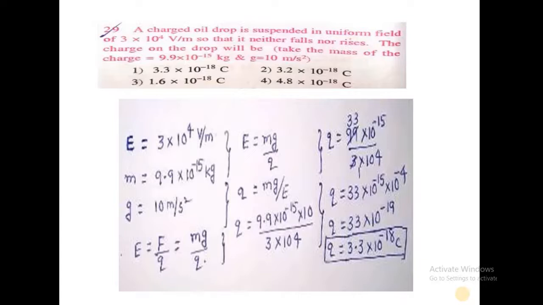We know that intensity of electric field E equal to F by q. Here the drop neither falls nor rises. That means the weight of the body must be equal to the electric force. Here F is the electric force. In the place of electric force we should include the weight of the drop, that means mg. Therefore E equal to mg by q. Our aim is to calculate the charge on the particle. Therefore q equal to mg by E. By substituting the mass m, g and electric field in that equation, we get 3.3 into 10 to the power of minus 18 coulombs, which is our required answer. Option 1 is the correct one.